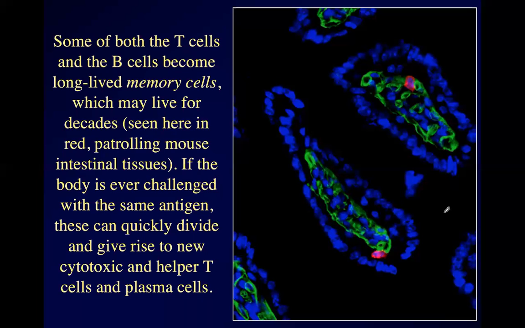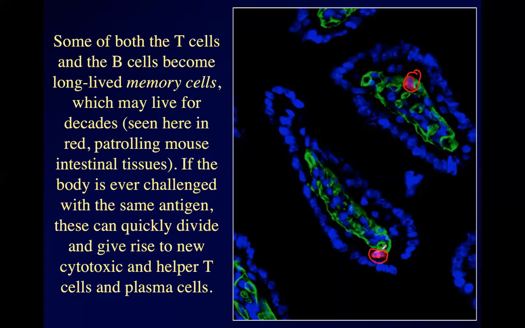This is a picture of a slice through intestinal tissues of a mouse. The blues and the greens are different types of cell making up the mouse intestine. And these red things, there's one and there's one, those are memory cells patrolling the tissues. And some of those might last a lifetime.